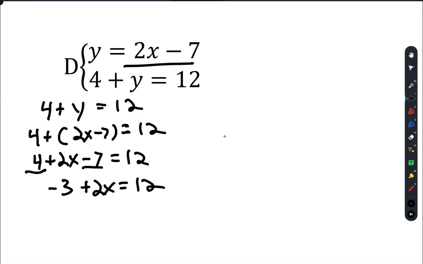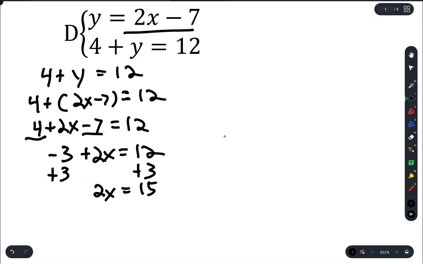Now I'm just going to solve for x here. I'm going to add 3 on both sides. I got 2x is equal to 15. And then we'll do 15 divided by 2, which is 7.5.